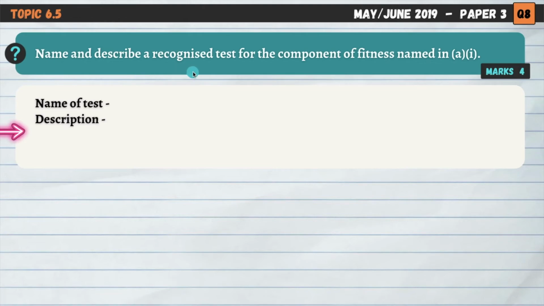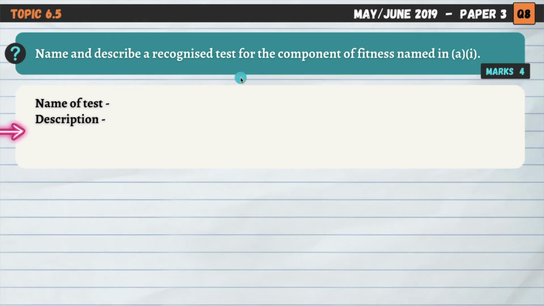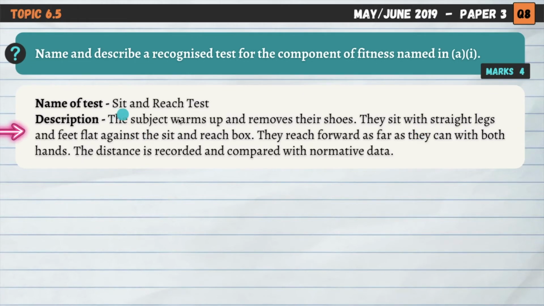Name and describe a recognized test for the component of fitness named in A-I. So that was the previous question. So flexibility was the one that I went for. So now I need to name and describe a test for flexibility, and I'm going to get 4 marks for this one if I answer it in full. So very similar to the question a moment ago about fitness testing when we had a look at the 12-minute Cooper run. The name of the test for flexibility is the sit and reach test. That's going to get me my 1st mark. And then I need to make 3 points on describing the sit and reach test.